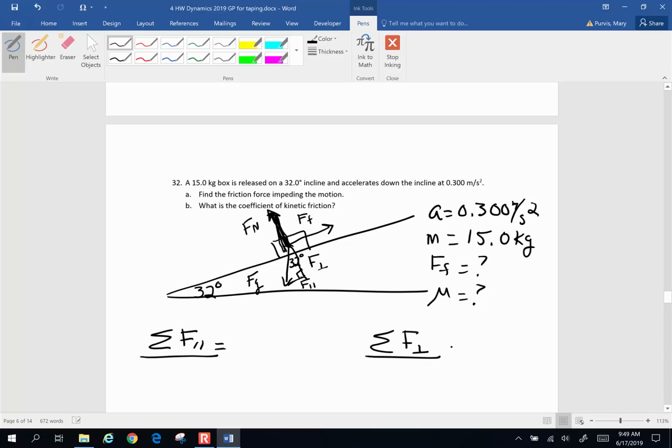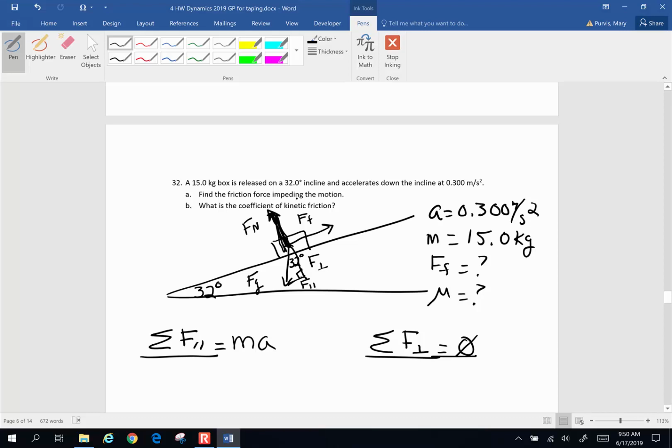Now in each direction you ask yourself the question, do they equal 0 or do they equal ma? Parallel to the incline, in the direction of the inclined plane, do they equal 0 or ma? Well, we're told the object is accelerating. So parallel to the incline, it is going to equal ma, a Newton's second law situation in that plane. Perpendicular to the incline, it's going to equal 0 because it's sitting on the incline. It is not falling through it or rising above it, launched into space.